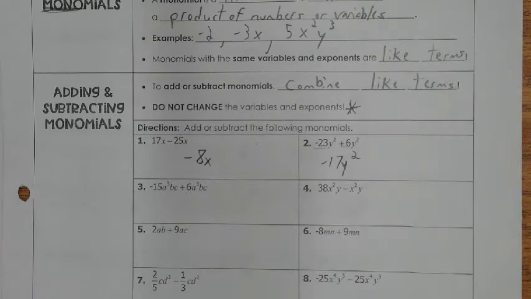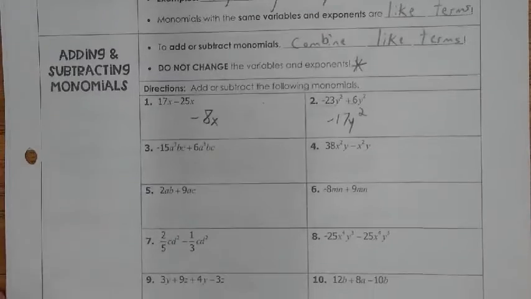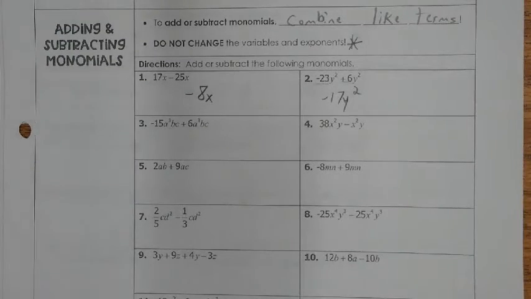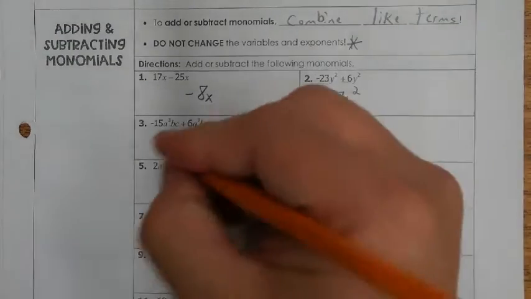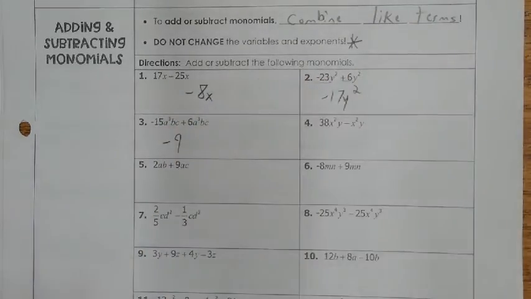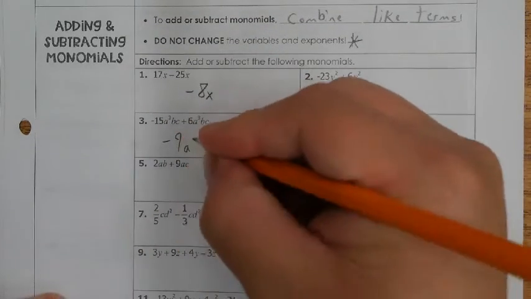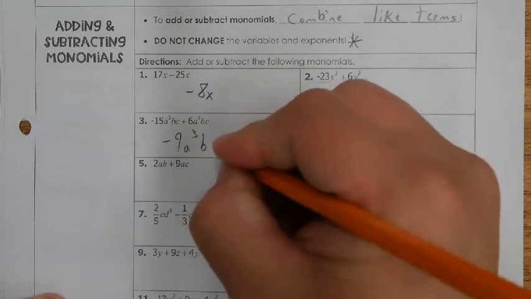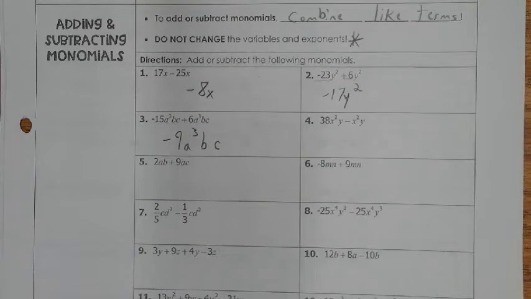So number 3 looks crazy hard, but is it really? No. It's just -15 plus 6. -15 plus 6 is -9. And then you just bring down the variables and exponents. A to the third, B, C. This is a lot easier than it looks. Way easier than it looks. I thought it was going to be multi-step stuff. No.